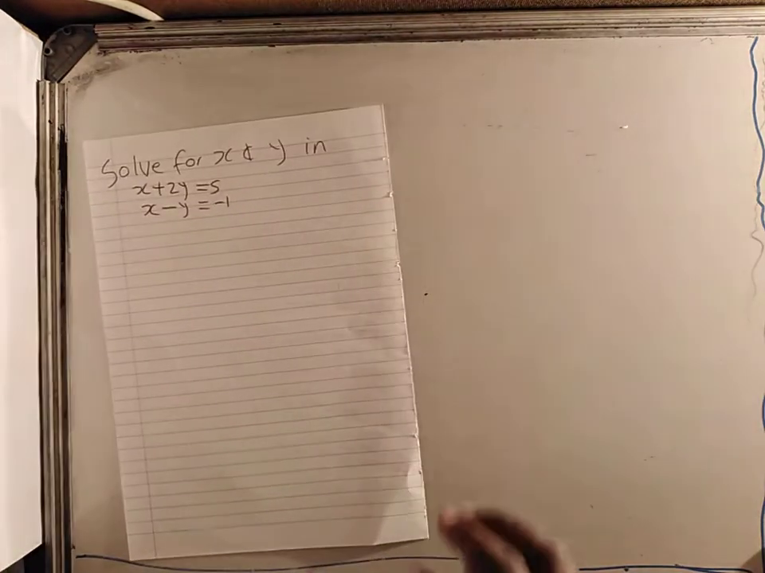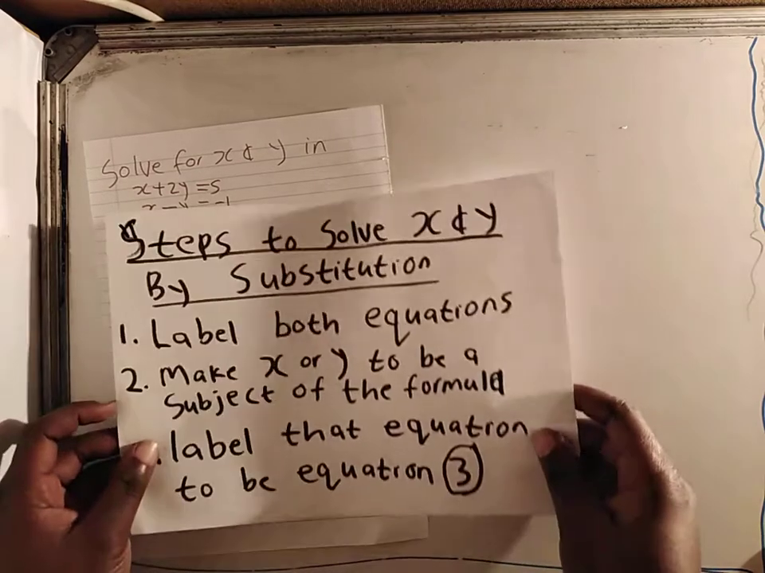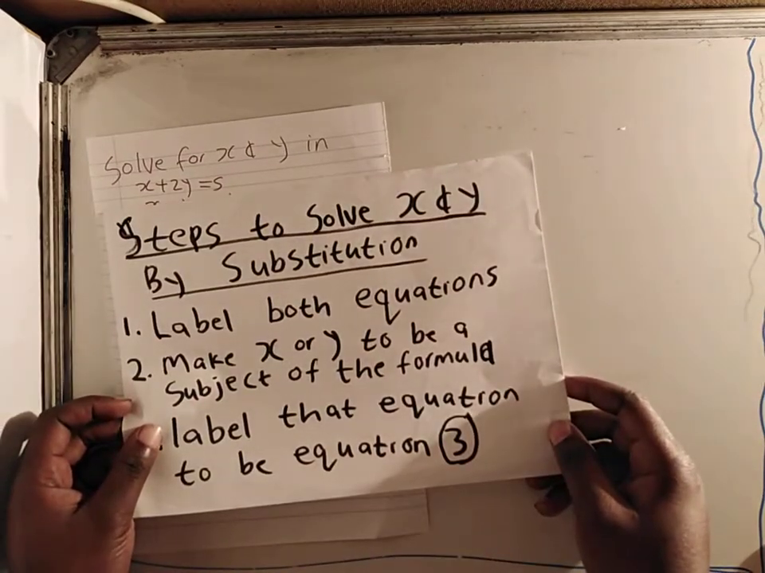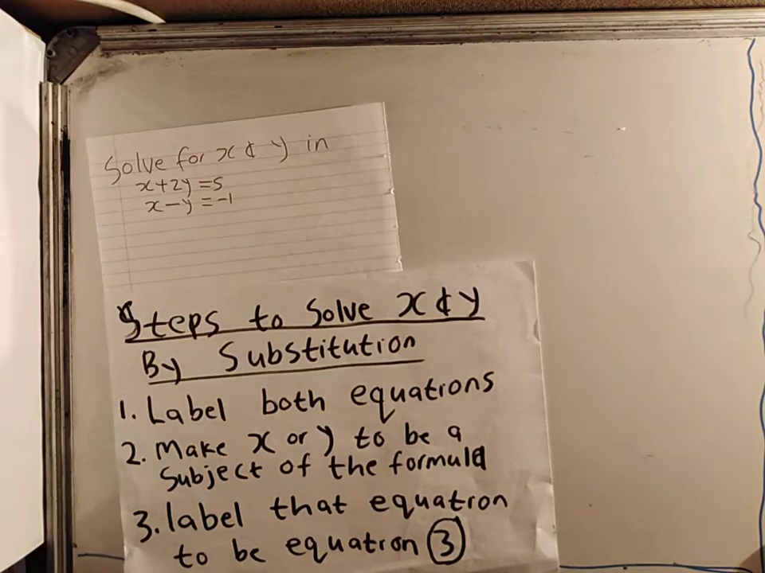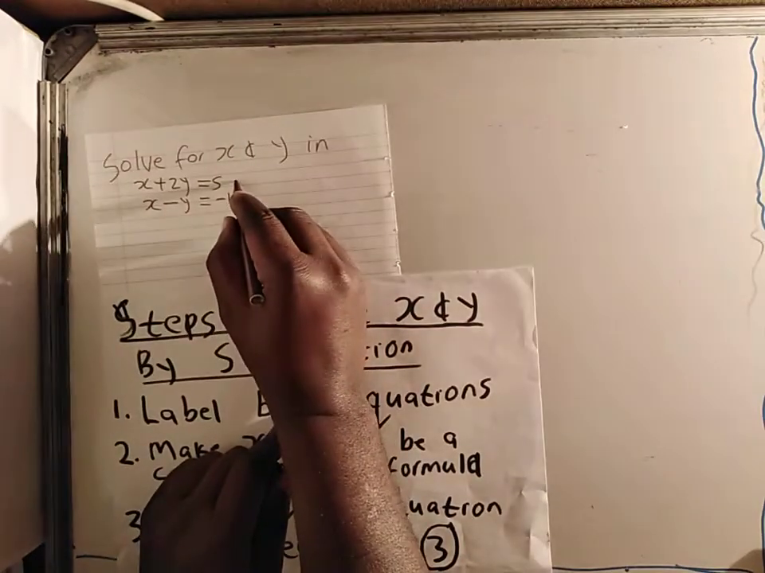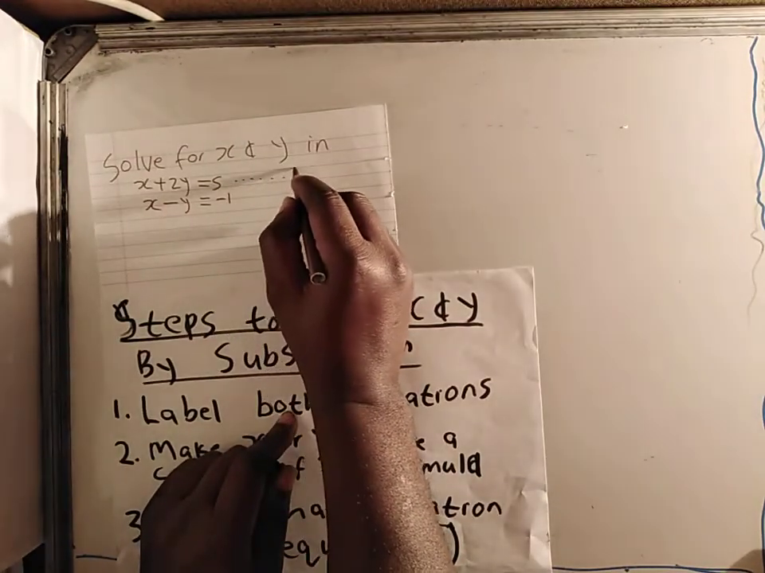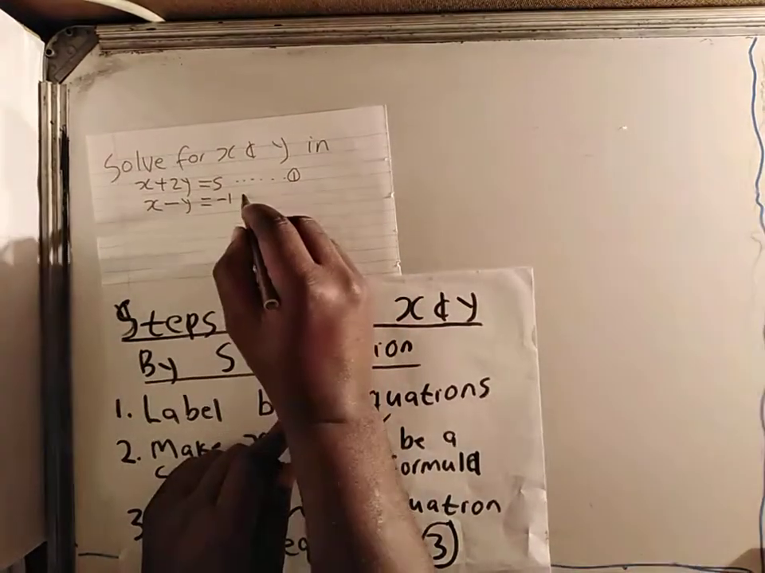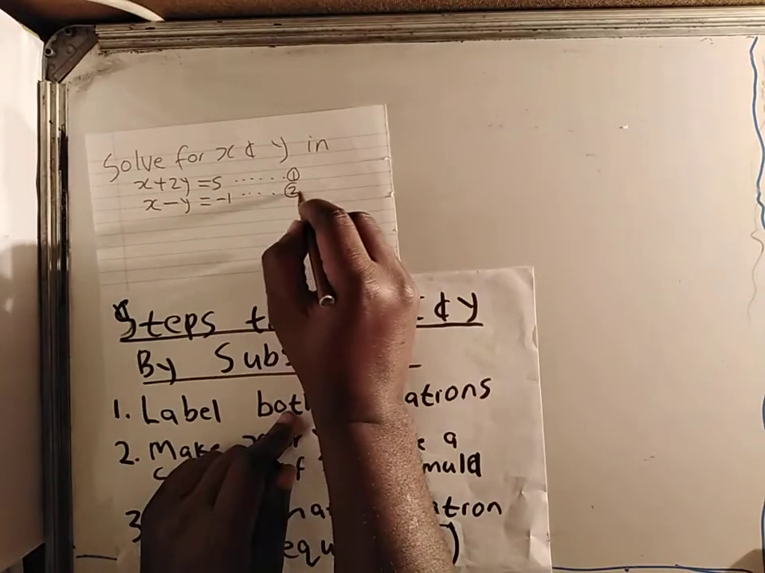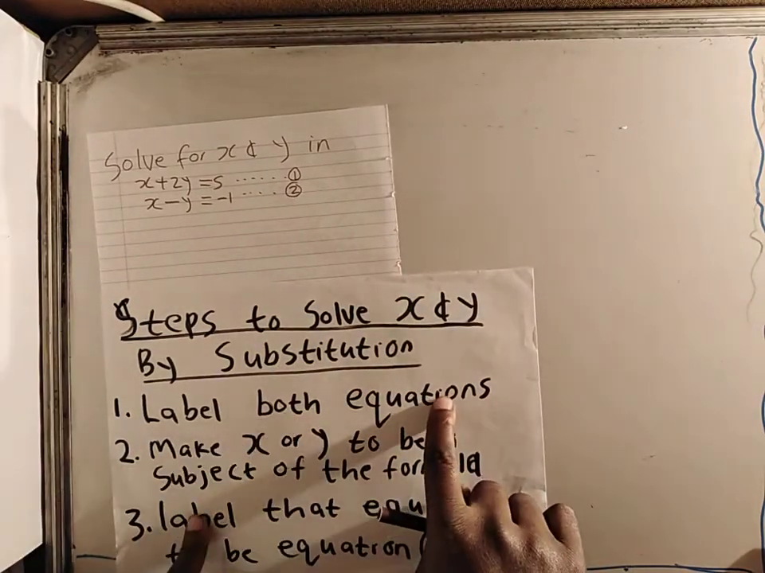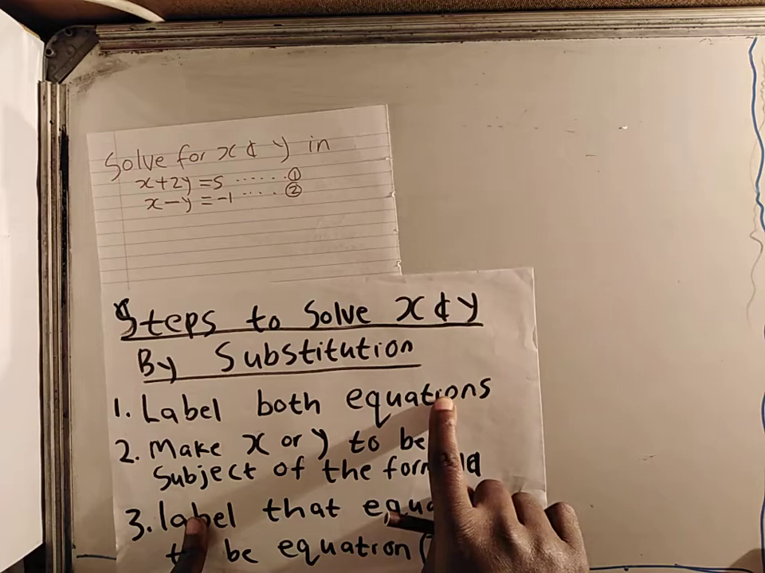So let's look at the first step. What is the first step? Step number one, label both equations. When I label the equations, this is what I'm going to do. I'm going to say this is equation 1, and then this is equation 2. Number 1 is done. I've labeled both equations. This is equation 1 and this is equation 2.